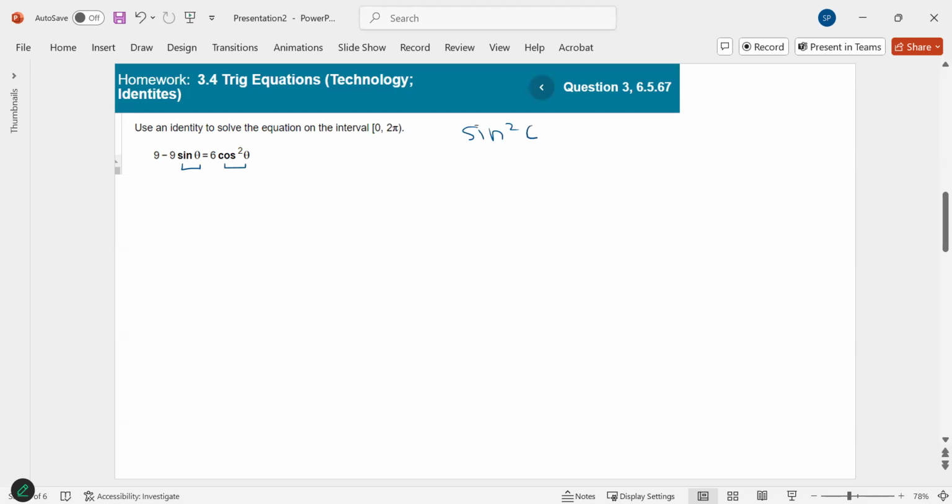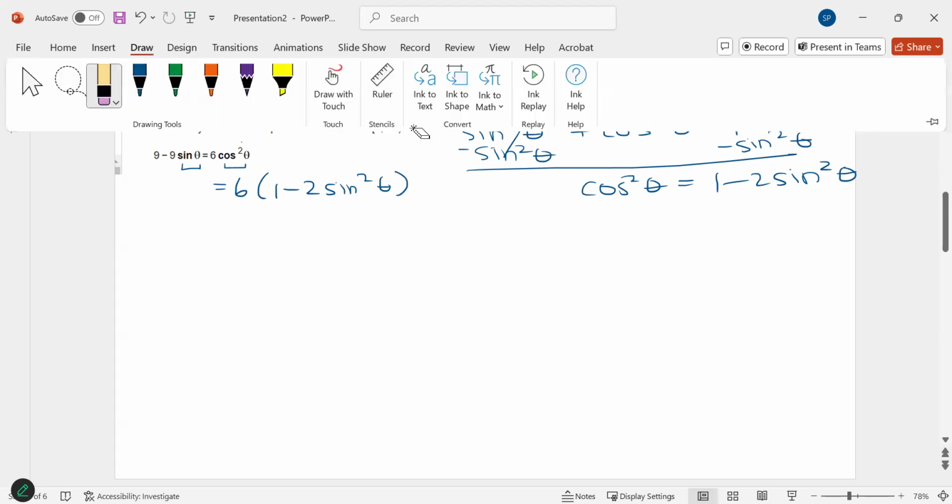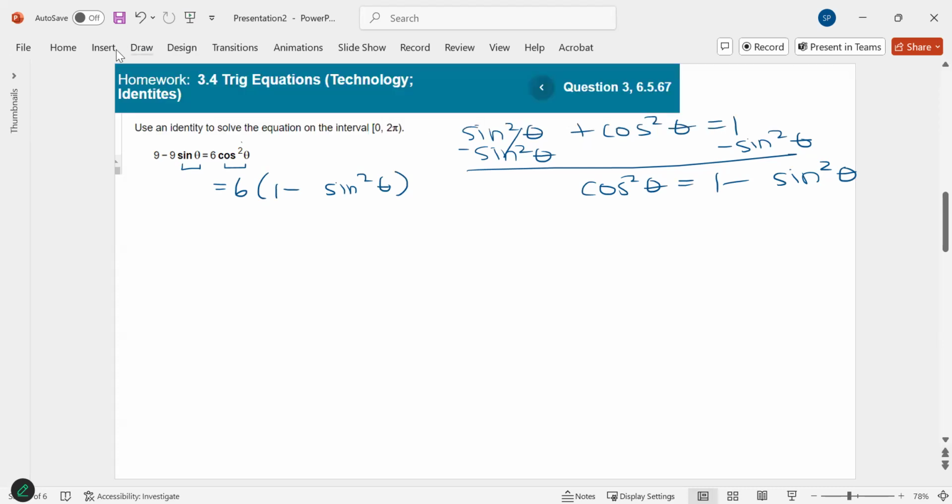So we're going to use the Pythagorean identity, sine squared theta plus cosine squared theta is equal to 1. I see I can replace the cosine squared theta, so we're going to subtract sine squared theta on both sides. And that gives us cosine squared theta is equal to 1 minus sine squared theta. So let's substitute cosine squared theta with 1 minus sine squared theta.